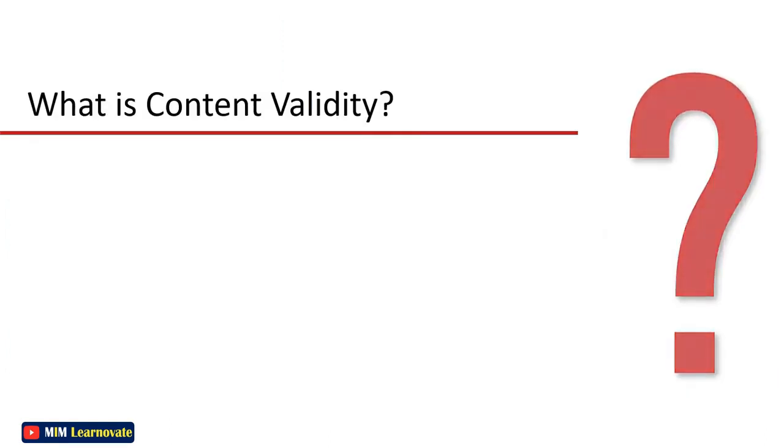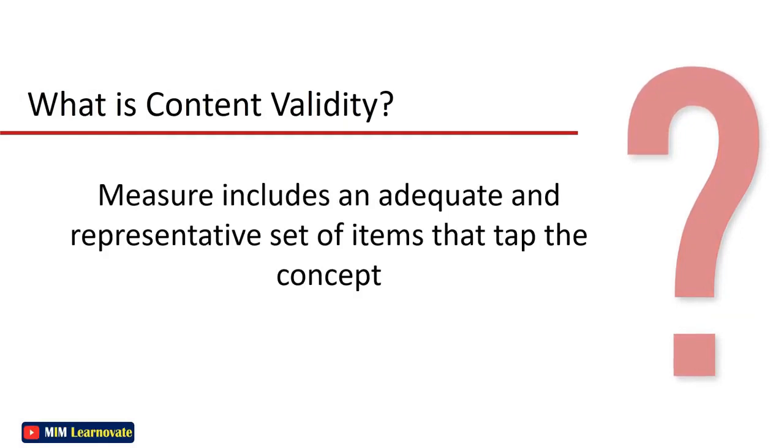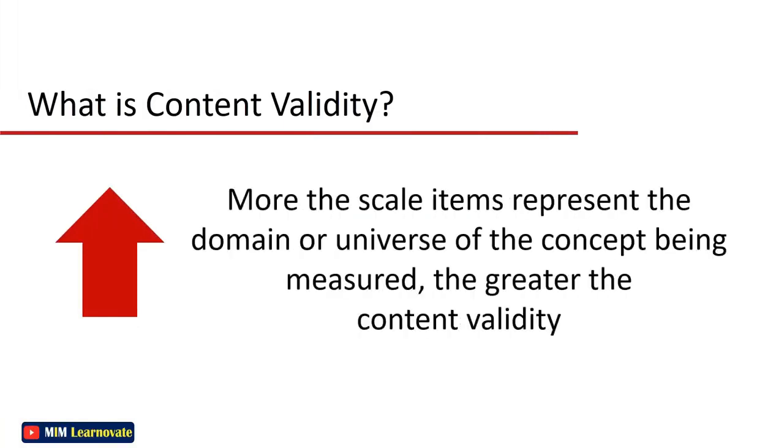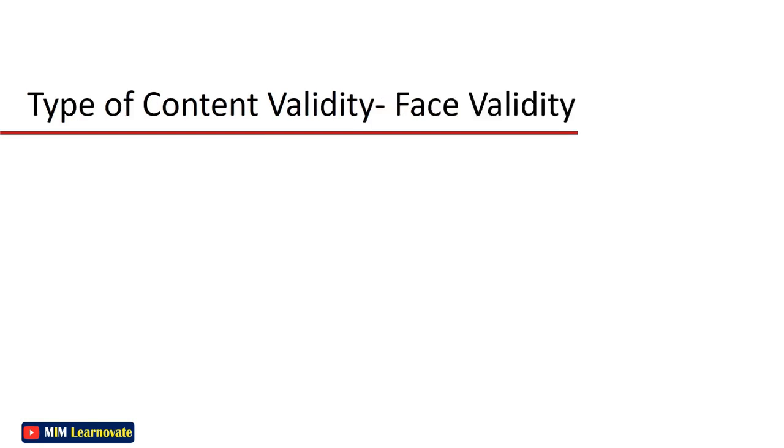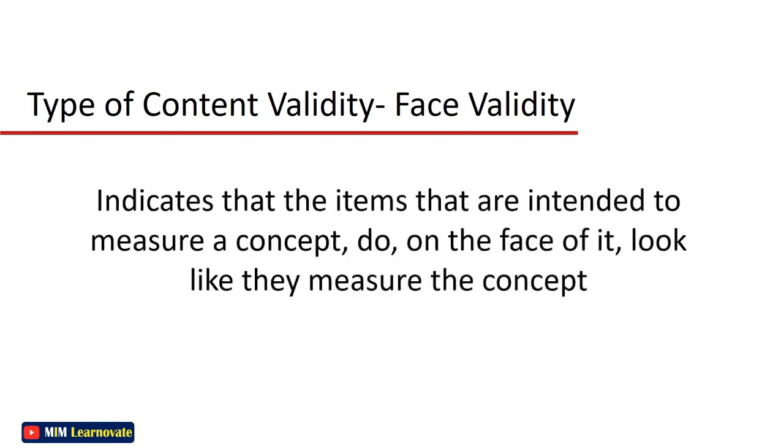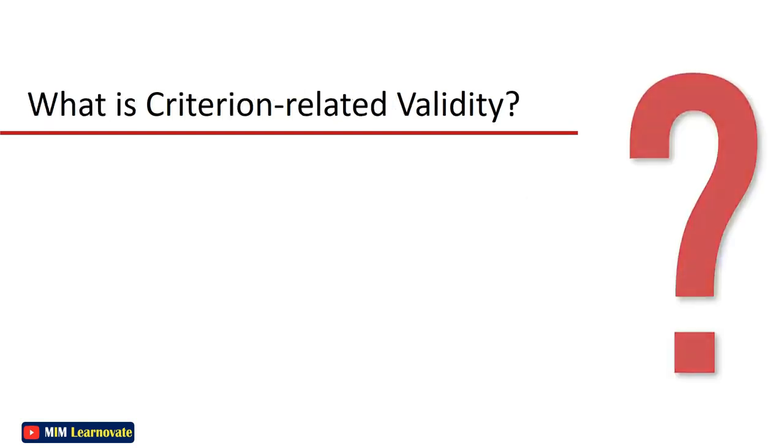What is content validity? Content validity ensures that the measure includes an adequate and representative set of items that tap the concept. The more the scale items represent the domain or universe of the concept being measured, the greater the content validity. Type of content validity: face validity. Face validity indicates that the items that are intended to measure a concept do, on the face of it, look like they measure the concept.